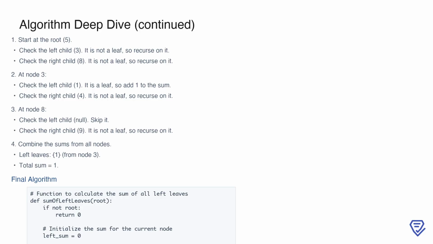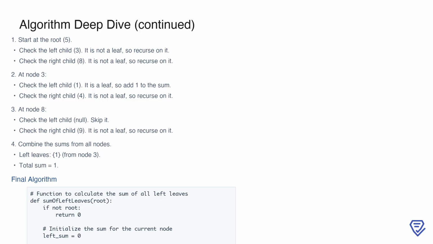We start at the root, node 5. First, we look at the left child, node 3. Since node 3 is not a leaf, we recursively explore it further. Then we check the right child, node 8, which is also not a leaf, so we recurse on it as well. At node 3, we check its left child, node 1. This node is a leaf, as it has no children, so we add its value, 1, to the sum.